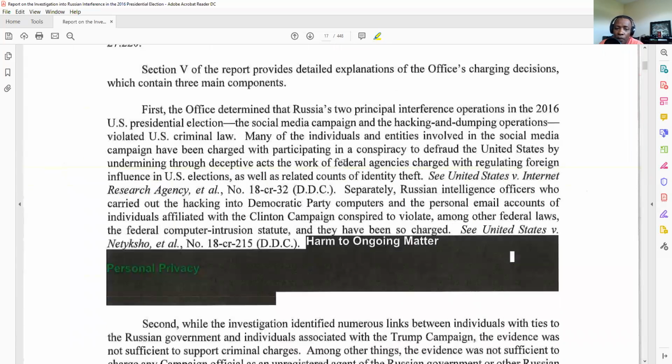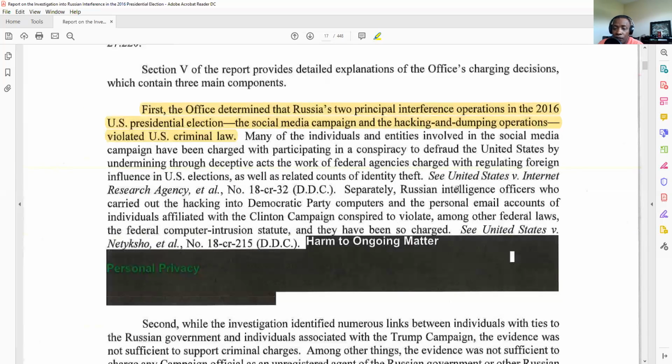First, the office determined that Russia's two principal interference operations in the 2016 U.S. presidential election, the social media campaign and the hacking and dumping operations, violated U.S. criminal law. The office determined, I'm going to say this again, I'm going to bold it: the office determined that Russia's two principal interference operations in the 2016 U.S. presidential election, the social media campaign and the hacking and dumping operations, violated U.S. criminal law.